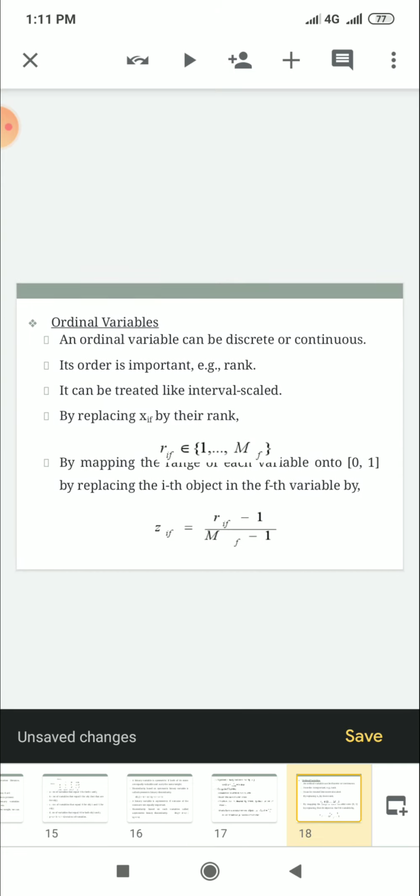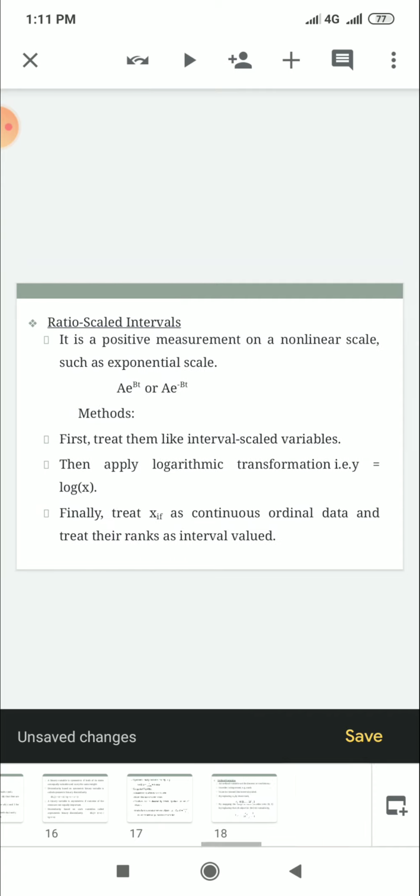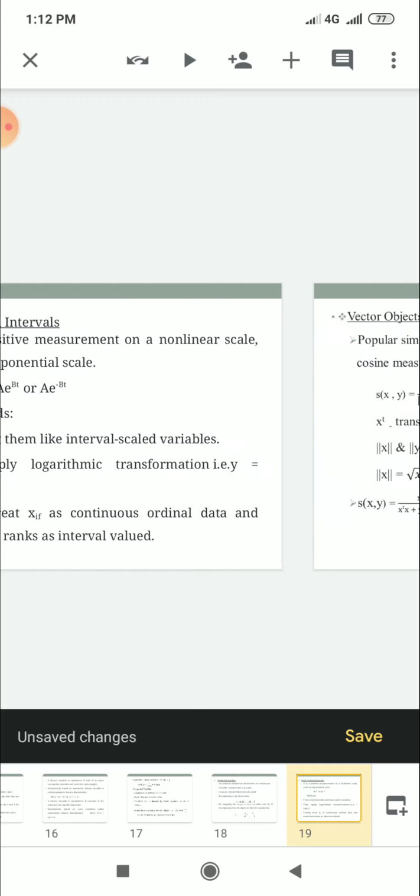Next representation is ordinal variables. An ordinal variable can be discrete or continuous. Its order is important, for example rank. It can be treated like interval scaled. Then another type of variables is ratio scaled variables. It is a positive measurement on a nonlinear scale such as exponential scale. It is found by A e^(Bt) or A e^(-Bt). Methods: first, treat them like interval scaled variables; second, apply logarithmic transformation y = log x; finally, treat x_if as continuous ordinal data and treat their ranks as interval valued.